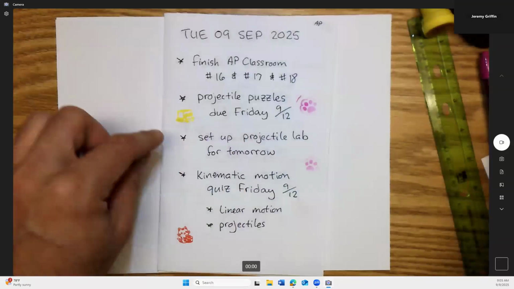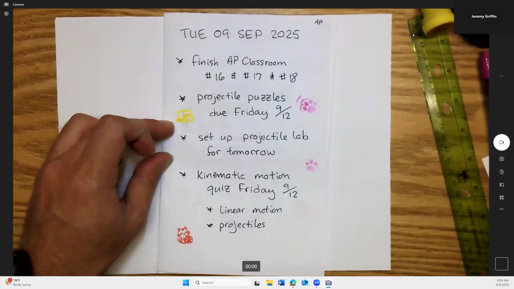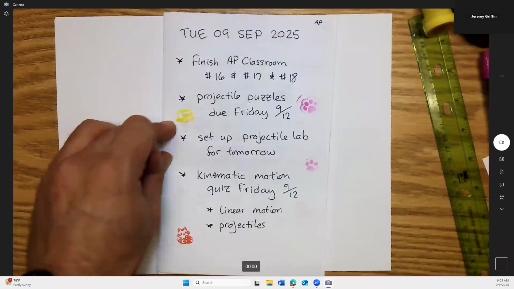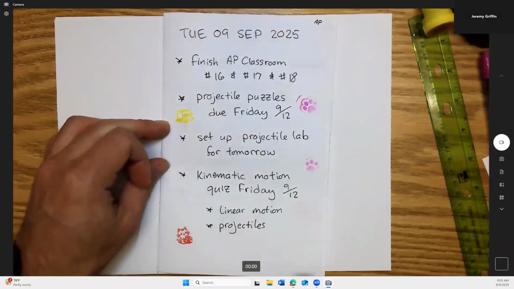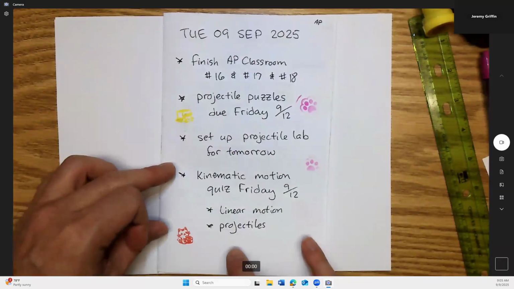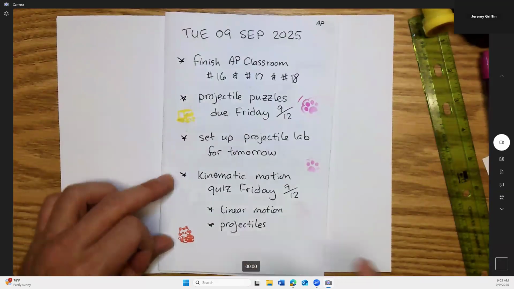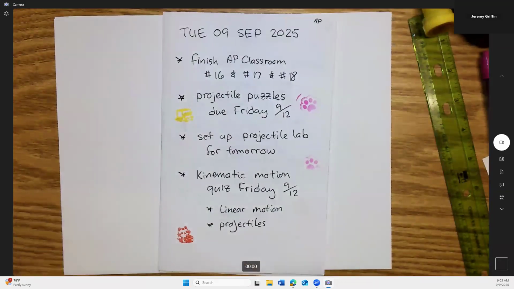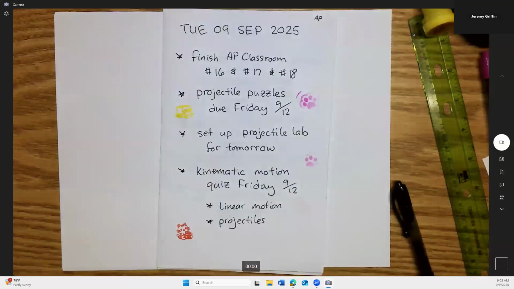Help you guys out. I did want to show you guys the setup for Projectile Lab tomorrow. I want to take you guys outside to the balcony. And then you guys know to look for kinematic motion plays on Friday. So linear motion and projectiles. So let's look at this projectile motion lab a little bit.